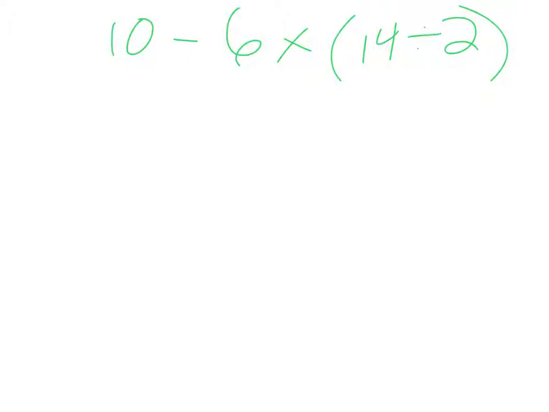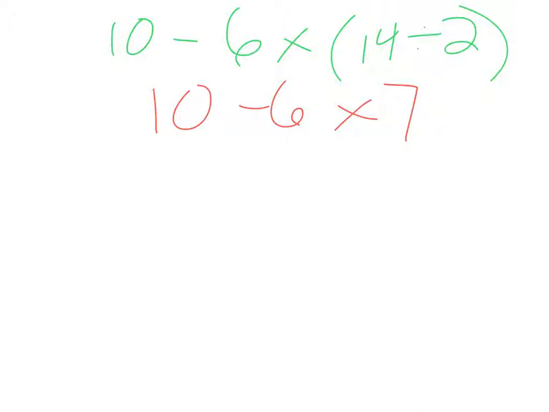So again, remember we follow the PEMDAS, so first step is parentheses. 14 divided by 2 there is 7. So I'm left with 10 minus 6 times 7. Now I'm just left with subtraction and multiplication. A lot of people think that we have to take 10 minus 6 first because it's listed first in the problem. But according to the order of operations, multiplication must come before subtraction.